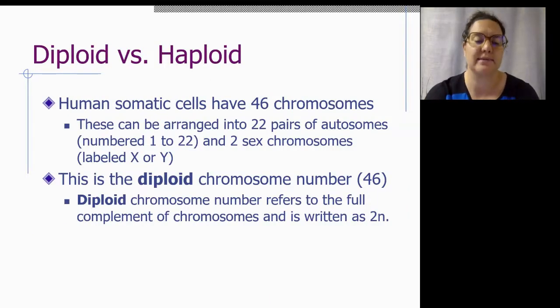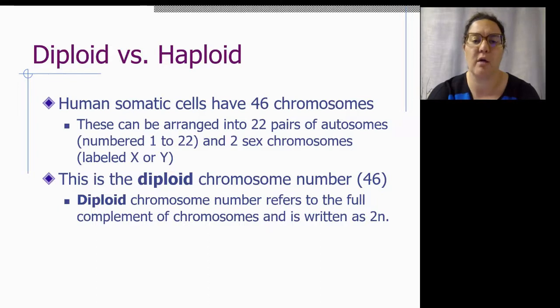So human somatic cells, or every cell except for our gametes, have 46 chromosomes. They can be arranged into 22 pairs of autosomes and two sex chromosomes labeled X or Y. Females have two X's, males have one X and one Y. So the diploid number of chromosomes is 46, so 23 pairs altogether.